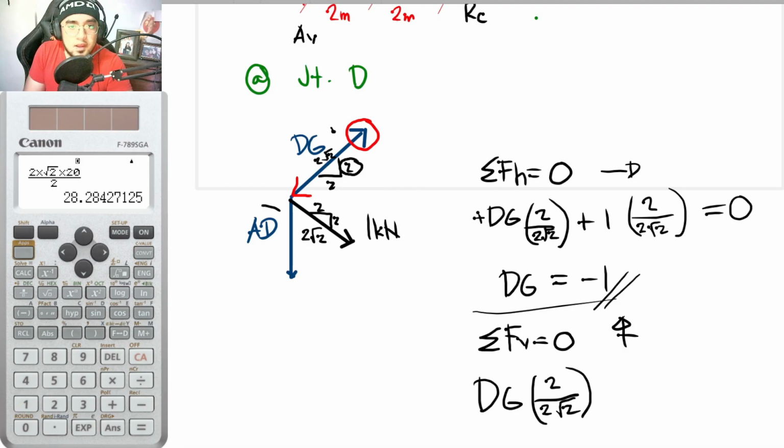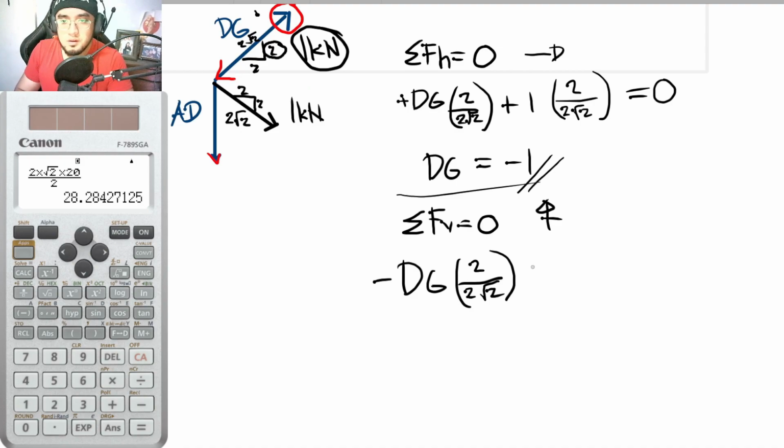So we have a downward force here. Oh, by the way, this is also downwards, since this is now the new direction. So negative DG times 2 divided by 2 square root of 2, so minus AD. Do we still have vertical forces here?